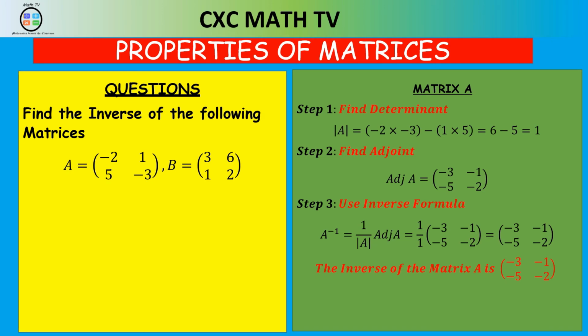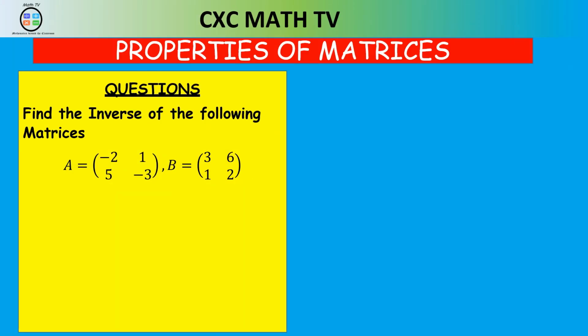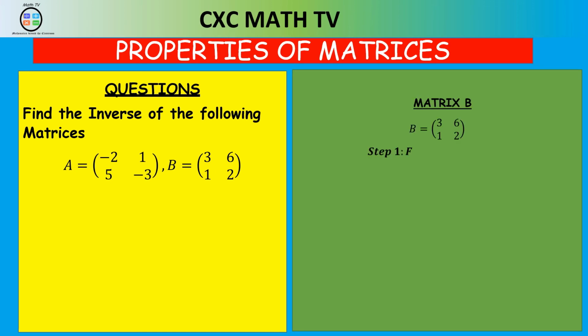Now let's look at matrix B. Pause and attempt on the matrix B. In doing matrix B, we should realize B is 3, 6, 1, 2. So first we find the determinant. 3 times 2, which is 6, minus 1 times 6, which is 6. 6 minus 6 is 0.